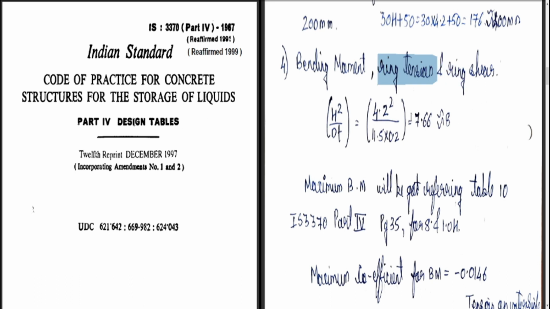So here we will see the codebook application. This is the codebook. We have to make use of IS 3370 part 4, 1967, which is the code for concrete structures for the storage of liquids. Part 4 is for design tables. As discussed earlier, part 1 is general considerations, part 2 is for RCC, part 3 is for PSC, and part 4 is for the design tables for computing the forces on the water tank.